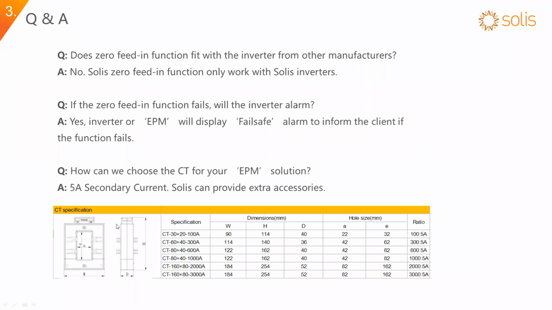Because many CTs have a hole inside, it may not fit all the cables for your system. We cannot provide all the options for you. You can always buy a CT with 5 amp signal current from other sources.